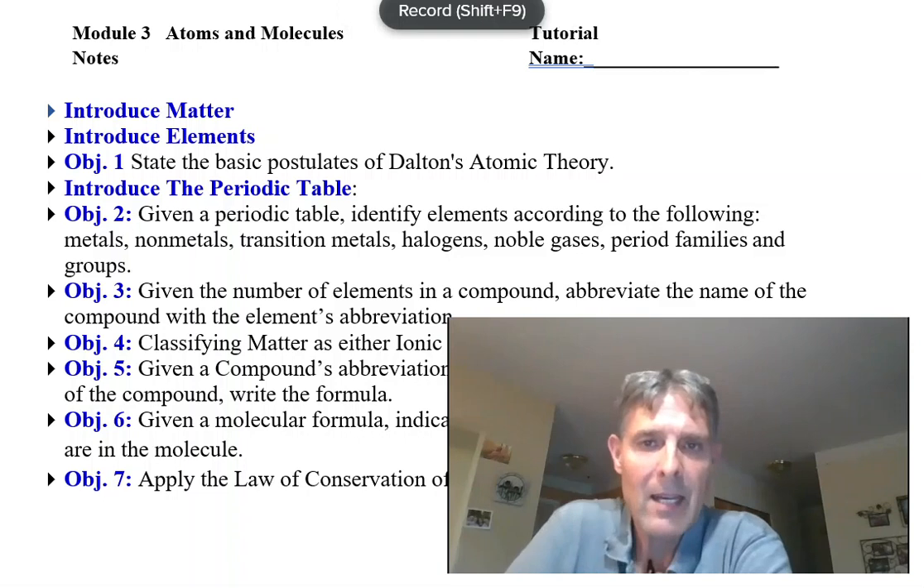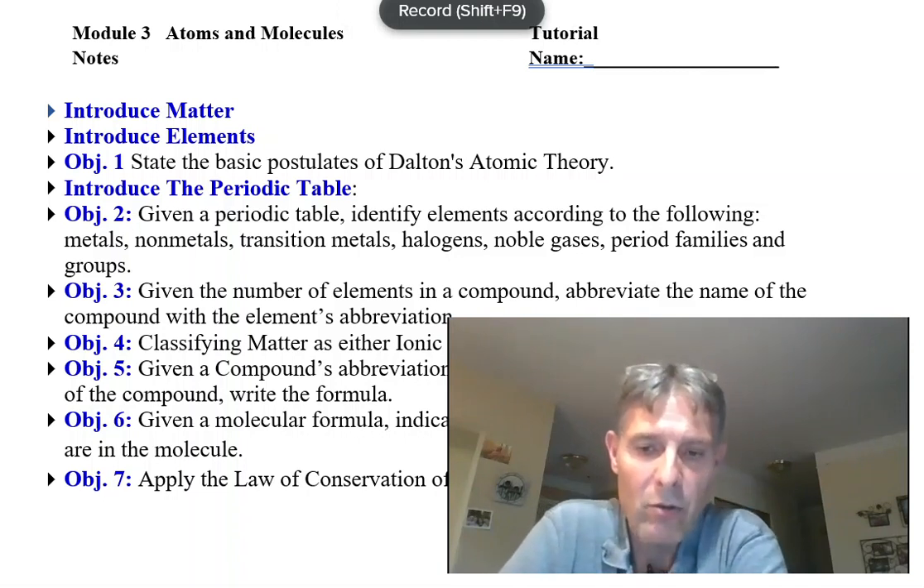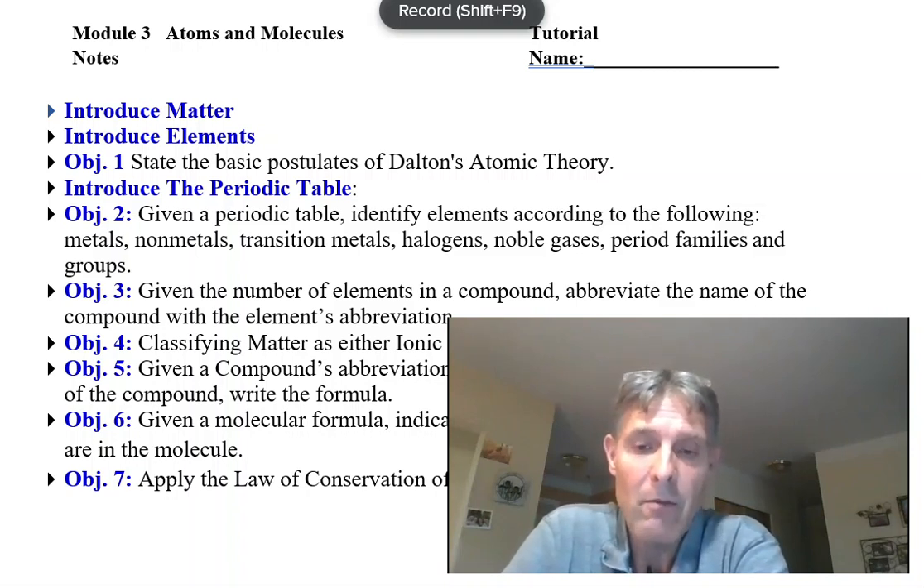Okay, well, we're back at it. And now we are going to be looking at Module 3. There's just lots of stuff to cover here. So we're finally going to be getting into some of the things that you might have thought we would be talking about right off the bat. We're going to talk about matter and elements.